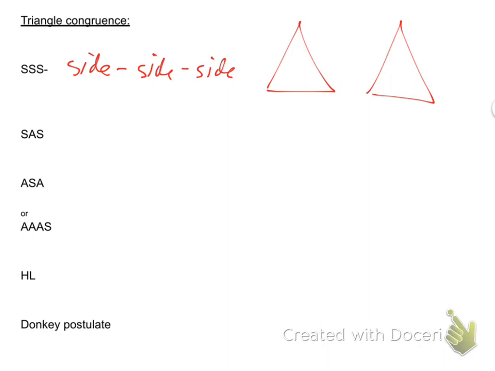congruent. What do I mean? They share a side. I put a tick mark, right? They have one side in common. They have two sides in common. And if they have all three sides in common, they are congruent.